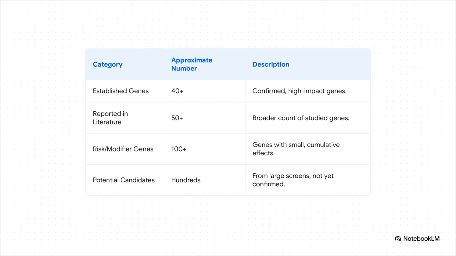This table really lays it out perfectly. You've got the established genes. We're talking over 40 of them. These are the confirmed heavy hitters. But then look what happens. The number grows when you add genes with smaller effects, and it just explodes into the hundreds when you start including all the potential candidates that are popping up in huge genetic studies.